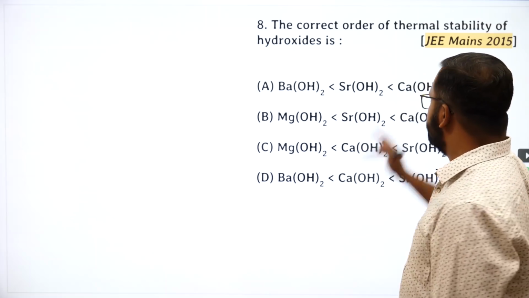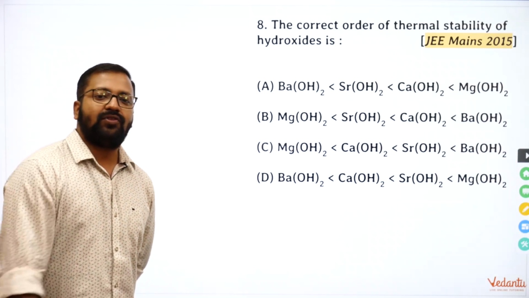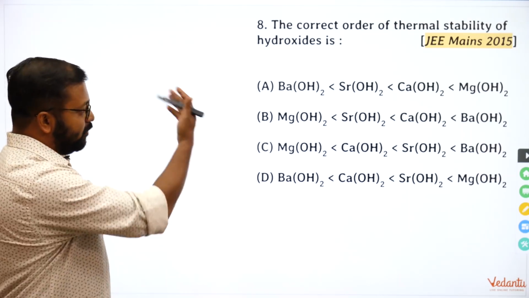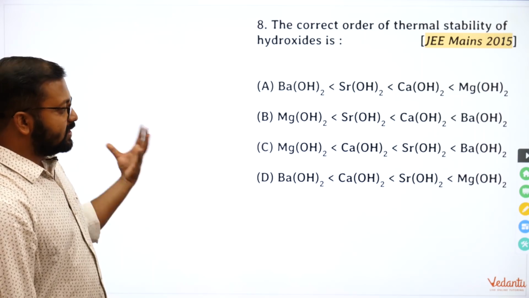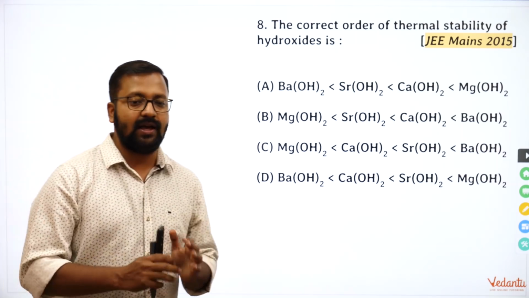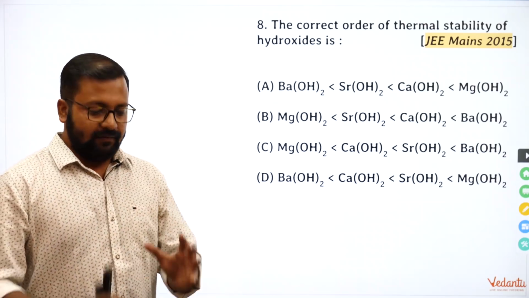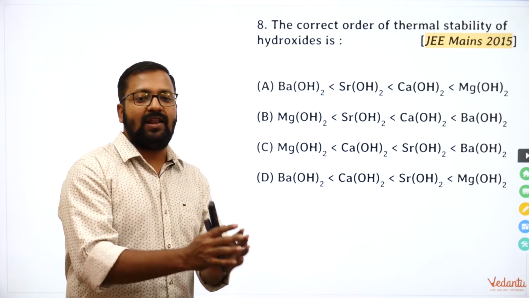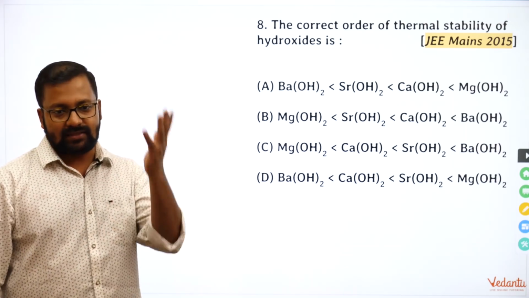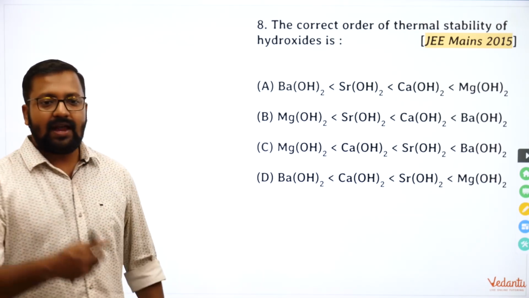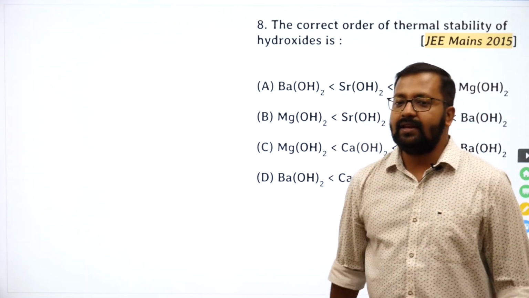The next question is this. This question came in JEE Mains 2015. The question is very simple: the correct order of thermal stability of hydroxides. We have to tell how thermal stability will depend. Now thermal stability will depend on which has the highest ionic character. The one which has the highest ionic character will be most thermally stable. The one which has the lowest ionic character will be least thermally stable. Now ionic character will depend on how small the cation is.